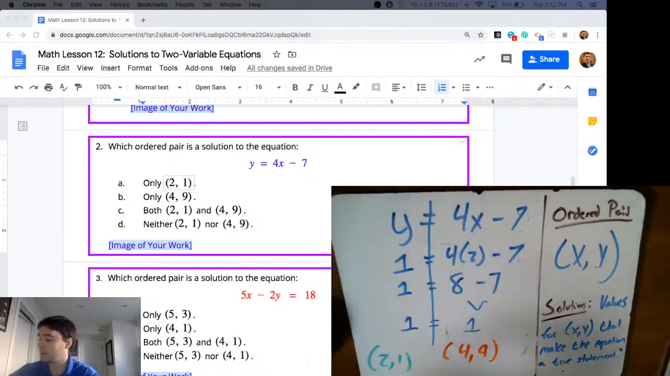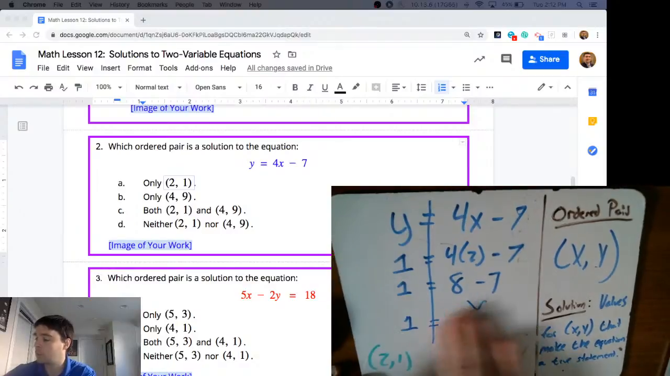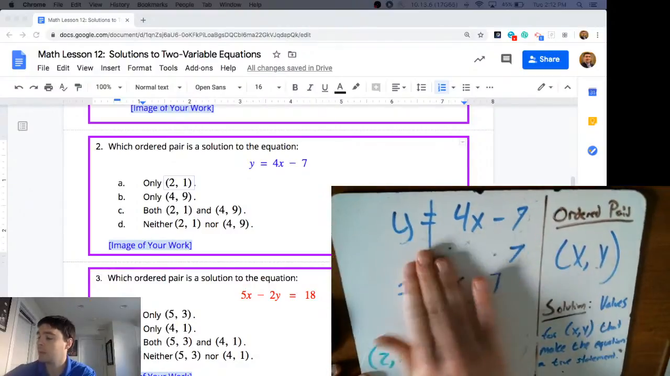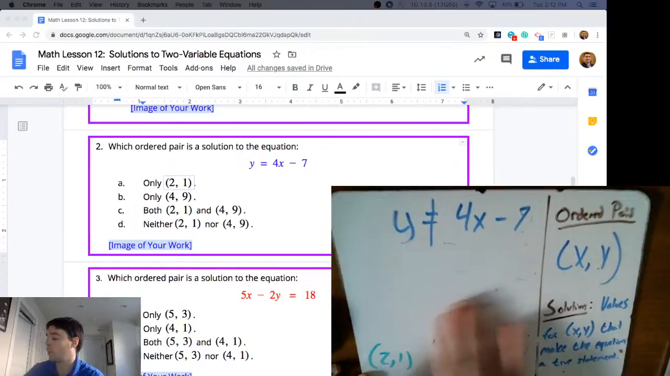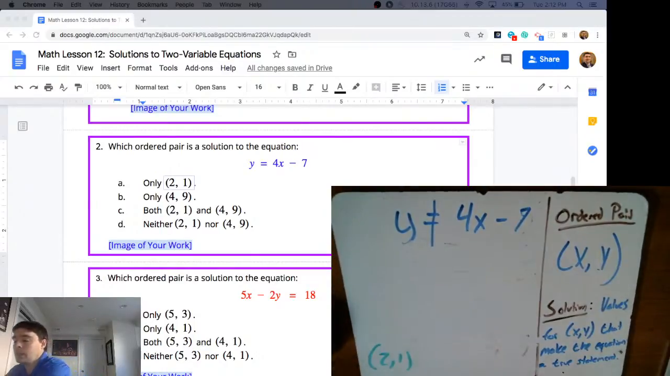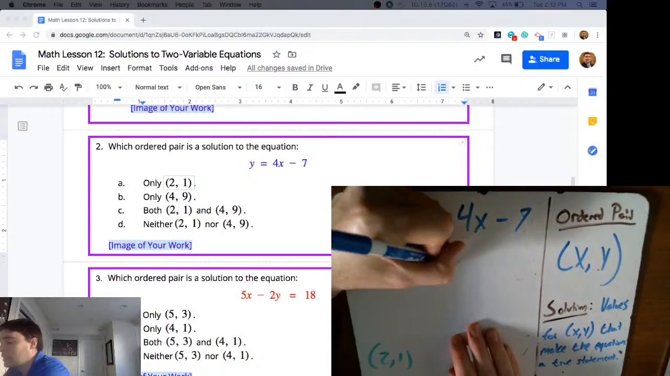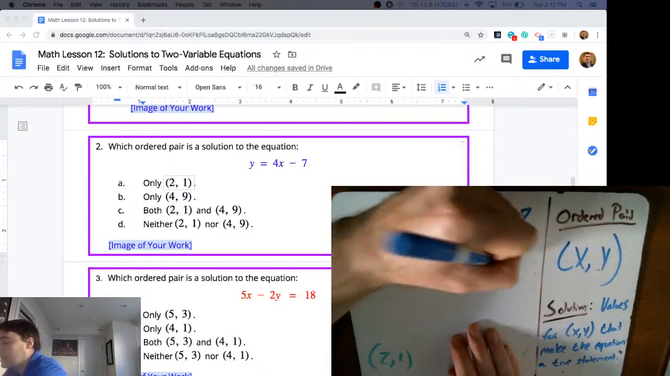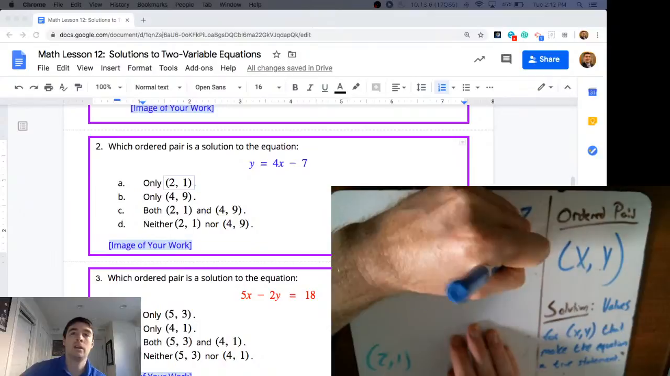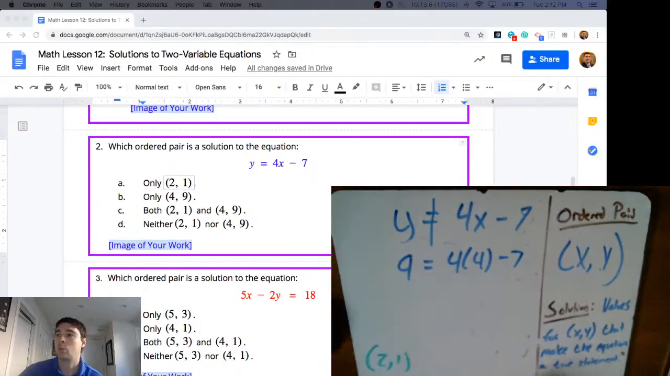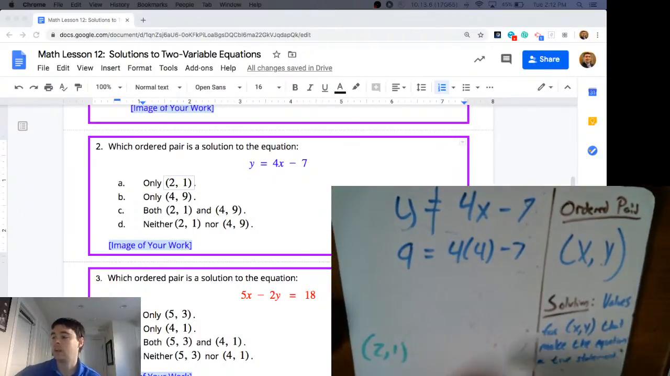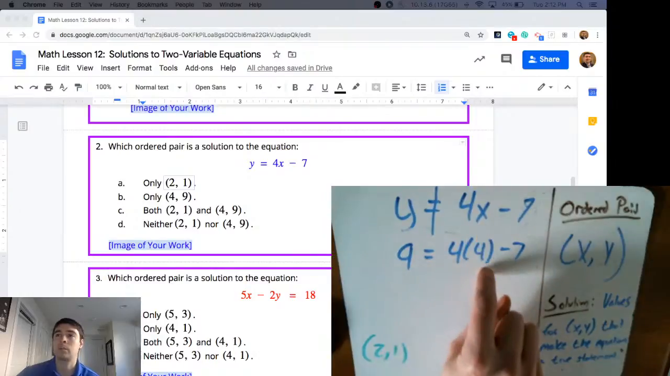So I'm going to go back to this equation now, and I'm going to replace the y with 9, and I'm going to replace the x with 4 to test the other possible answer. So it becomes 9 equals 4 times 4 minus 7. So again, what we did there: took the y, replaced it with 9, took the x, replaced it with 4, because that's the second possible answer from part B here.